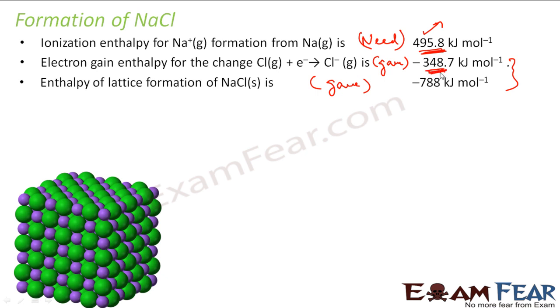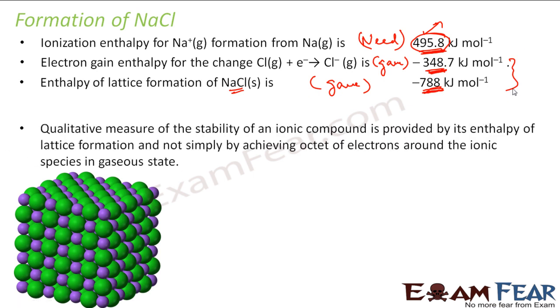chlorine gave this much energy, 348.7 kilojoule per mole, and NaCl, when it got crystallized, gave this lattice energy because it is more stable, so it gave this much energy. But for Na to become Na plus, it wanted this much energy. But overall, if you add all these, overall it gave some energy. That's why if you have sodium and chlorine, you don't need to heat it. It will just form NaCl, because the energy released will compensate for the energy needed.